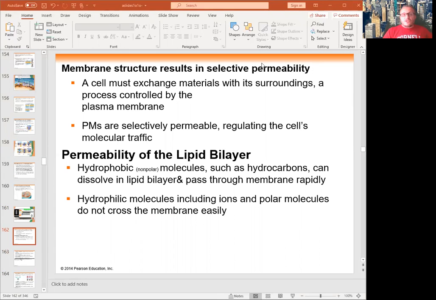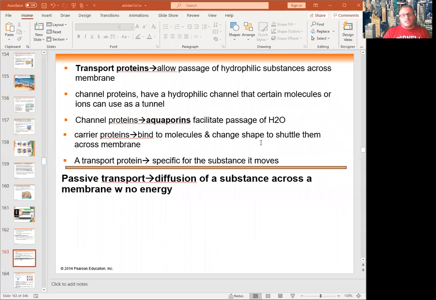Membrane structure results in selective permeability of the lipid bilayers. Hydrophobic parts are nonpolar, so molecules like hydrocarbons can dissolve in the lipid bilayer and pass through the membrane rapidly. But hydrophilic molecules, including ions and polar molecules, do not cross the membrane easily. There is a special transport protein called aquaporin, a channel protein that facilitates the passage of water.